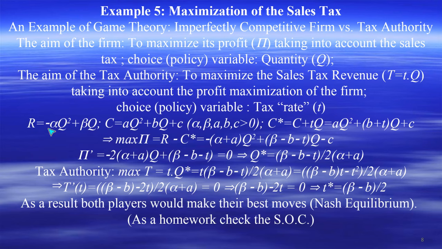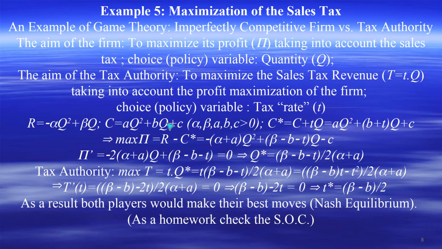So the revenue function of the firm is minus alpha times q square plus beta times q. This is the revenue function. Its cost function is a times q square plus bq plus c. It's a quadratic cost function. Alpha, beta, a, b, c are all positive. If there is negative, then the negative is put in front of the coefficient. But these are the revenue and cost functions before tax.